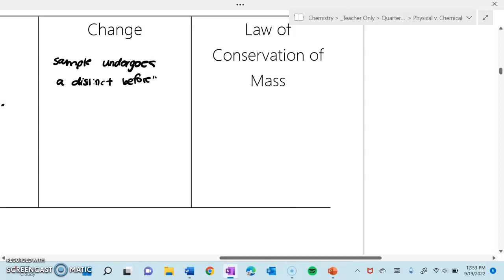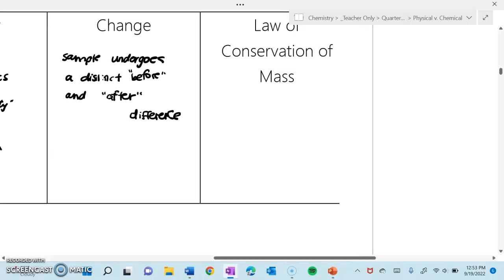before and after difference. Sample undergoes a distinct before and after difference.